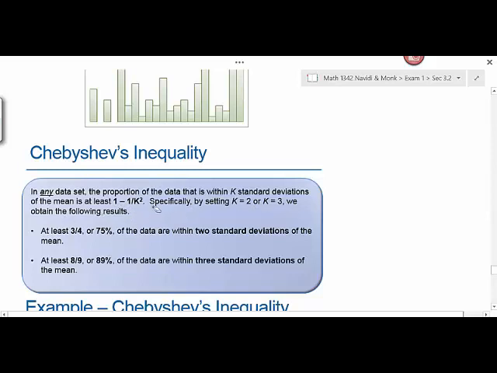Don't worry about where this formula came from. There's a lot of mathematics that went into developing this. This is not going to be on your test, but it answers the question of where did those percents come from and what if your data is not normal.